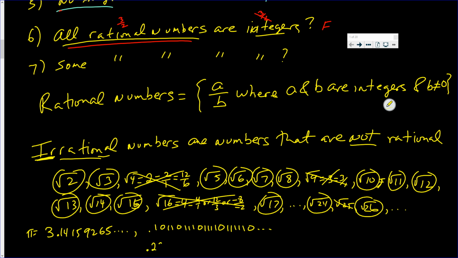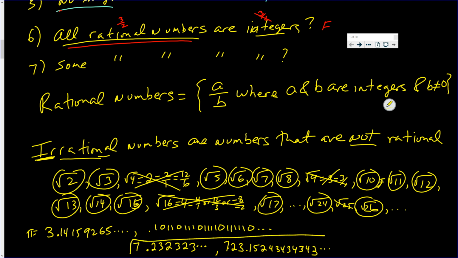Repeating would be 2, 3, 2, 3, 2, 3. And you can have a 7 in front, as long as your 2, 3 keeps repeating forever and ever. It doesn't have to repeat at the beginning. Like if you have 723.15243434343. These two numbers can be written as the division of two integers.